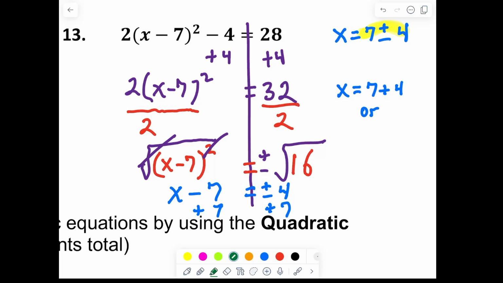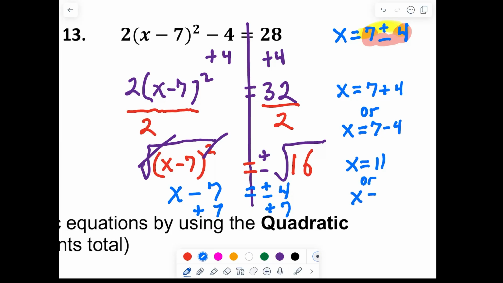And I'll put that up here. Okay, so I've got x all by itself. And I want to put that 7 in front of the plus minus like this: 7 plus or minus 4. Okay, because we have 2 different answers. That's a positive 4 or a negative 4.